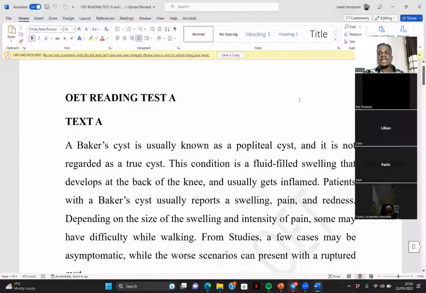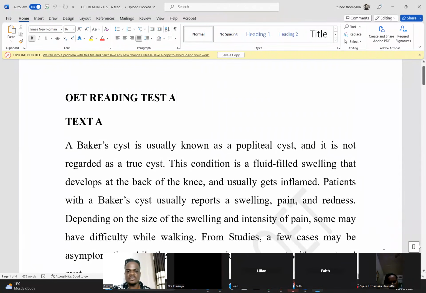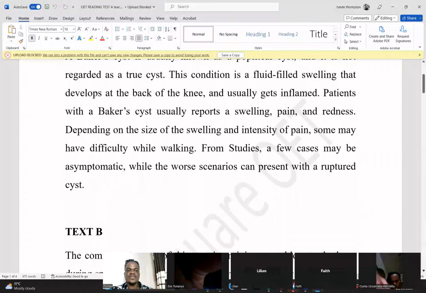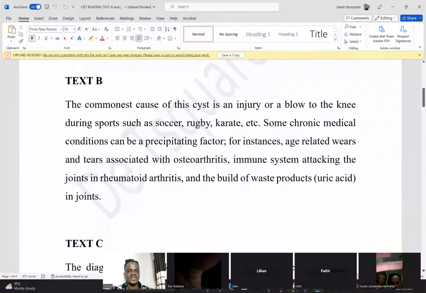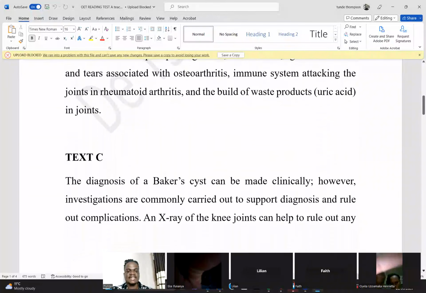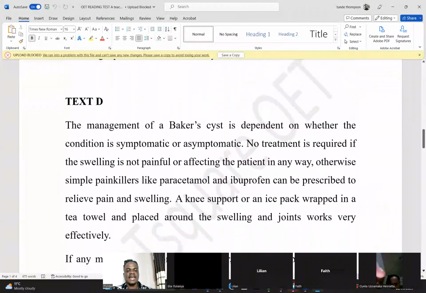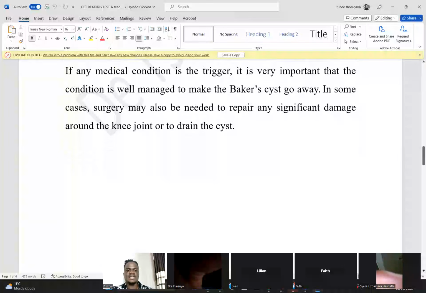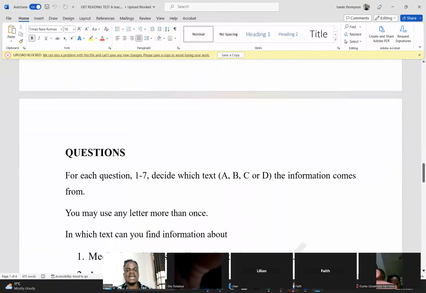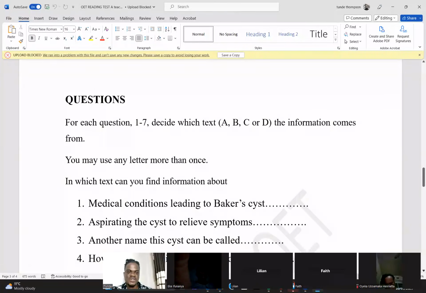So now let's look at this reading text here. If you look at this reading text, you will see it has text A, it has text B. This is how you are going to see it on that day. It has text C, and it also has text D. These are the 4 parts of this reading part A. And now you have your questions.